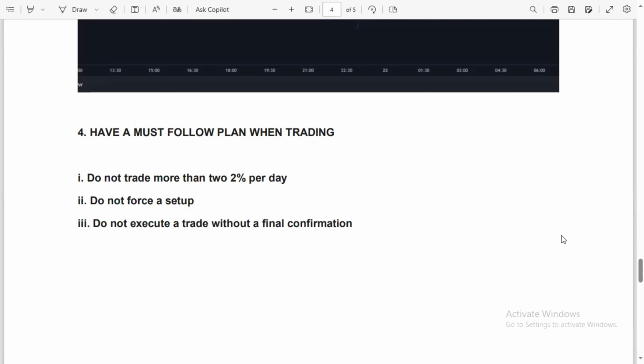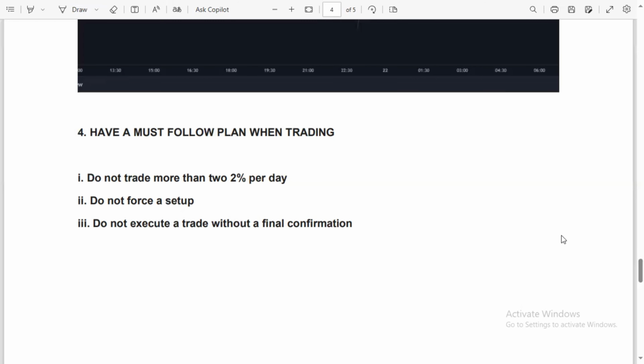Now, do not force a setup. If the market is forming and it hasn't gotten to where you want it to get to, stop forcing it. Stop adjusting and adjusting your demand and the rest of the things. Don't force the setup. You've done your analysis. Let the market do its thing.